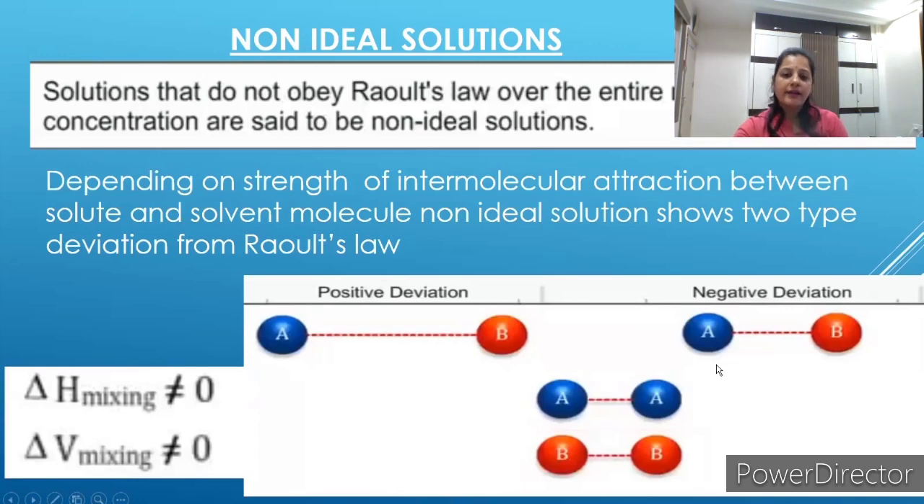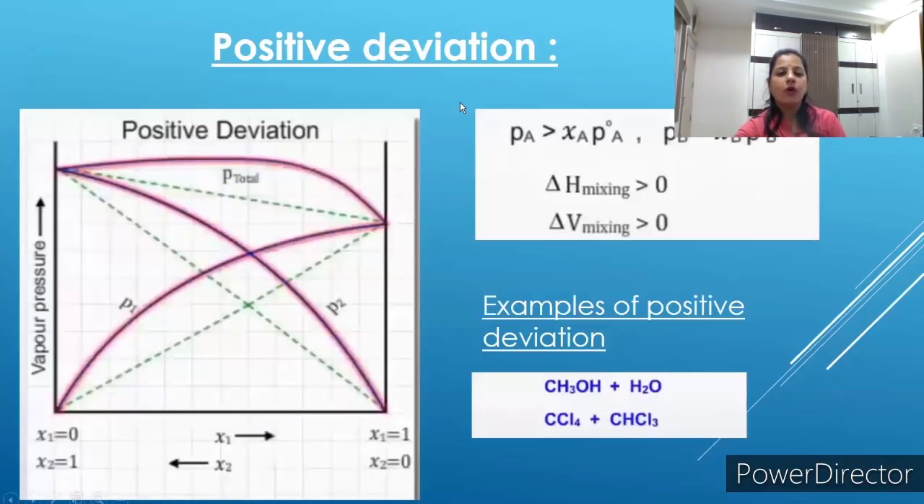In non-ideal solutions, it is generally observed that the same types of interactions, AA, BB and AB, take place here also, but the magnitude of each type of interaction differs from one another. Because of this, non-ideal solutions show two types of deviations, positive deviation and negative deviation. Let us see what positive and negative deviation mean. First, let us see positive deviation.